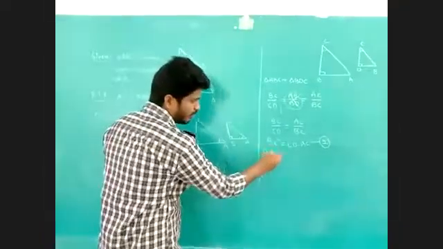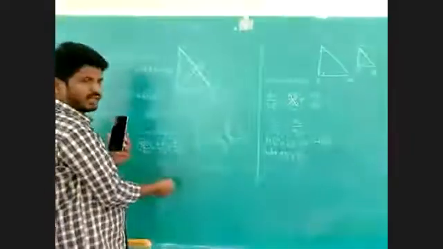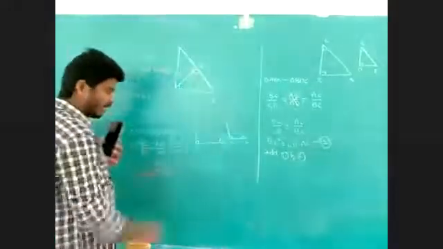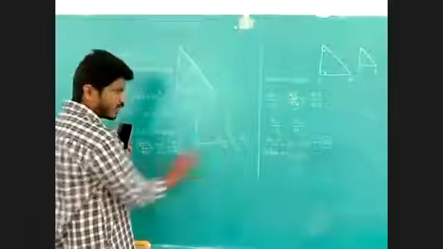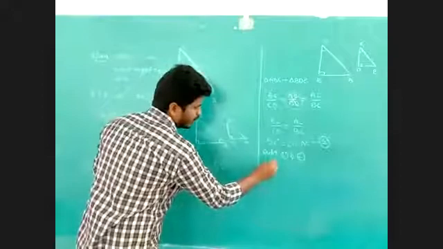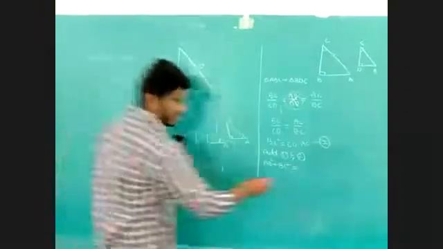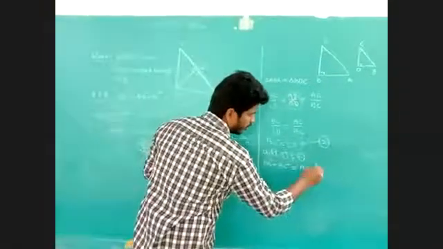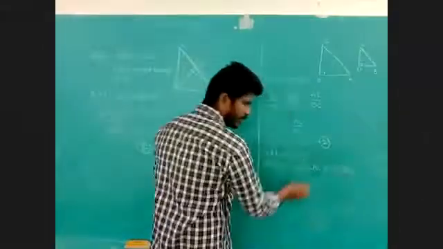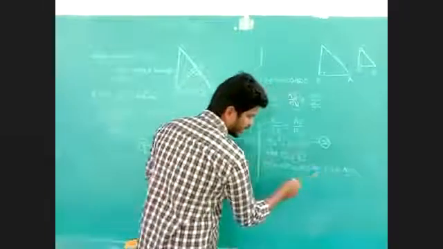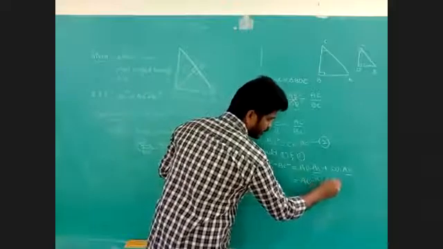Add left side terms with left side only, and right side terms with right side only. Left side terms are AB square plus BC square. Right side terms are AD into AC plus CD into AC. From these two terms take AC as common. The remaining terms are AD plus CD.